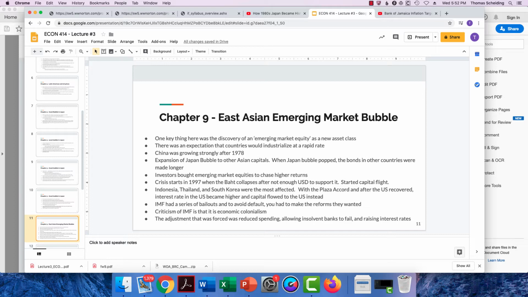And additionally, this big flood of money comes in to countries like Thailand and Indonesia and South Korea, because investors, who had always invested in the United States or Western European countries, all of a sudden said that the only way we can get a high enough return is if we start to invest in the top companies in industrializing countries.